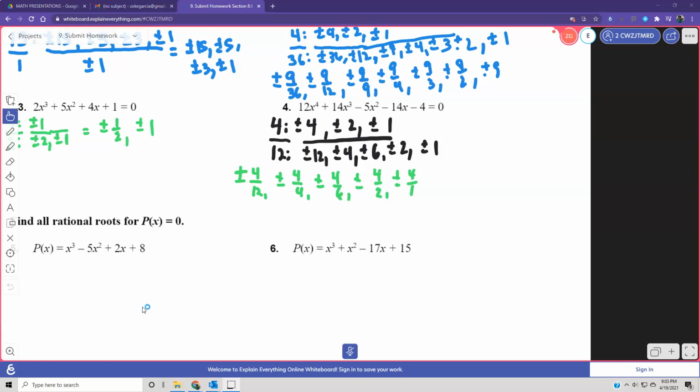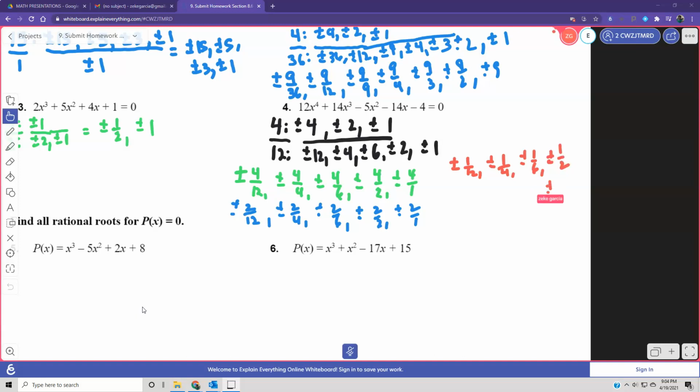I'm going to use a different color for 2. Plus or minus 2 over 12, plus or minus 2 over 4, plus or minus 2 over 6, plus or minus 2 over 2, plus or minus 2 over 1. And now I'm going to use a different color for 1. So we have plus or minus 1 over 12, plus or minus 1 over 4, plus or minus 1 over 6, plus or minus 1 over 2, plus or minus 1.